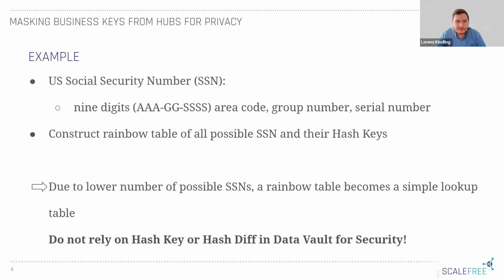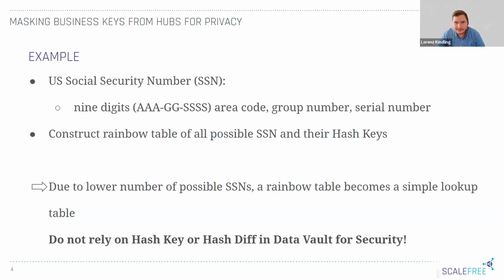It's really easy to build a rainbow table which has all possible social security numbers in it and their corresponding hash keys that you derive. This is because, for example, the US social security number has a fixed structure. It consists of 9 digits, an area code, a group number, and a serial number. And with today's computing power, it's really easy to calculate all possible social security numbers and their corresponding hash keys, and then the rainbow table just becomes a really simple lookup.